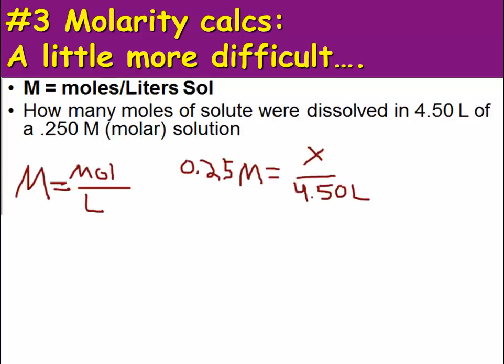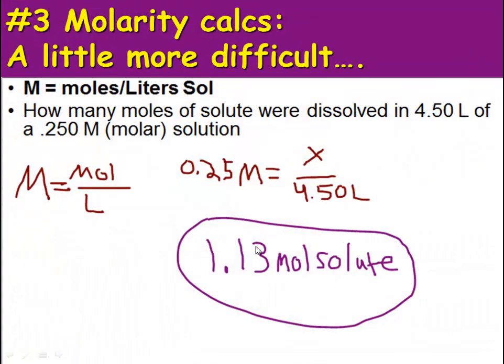Okay, if you did this one correctly, you should have set it up like this: 0.25 molar. Actually, we should have had another 0 here. 0.250 molar is equal to x over 4.50. And if we do this correctly, we should have 3 sig figs for our answer. We should get 1.13 moles of solute in the solution.